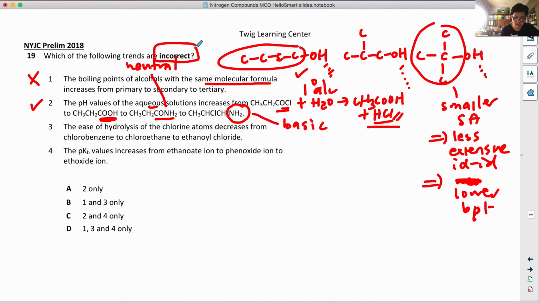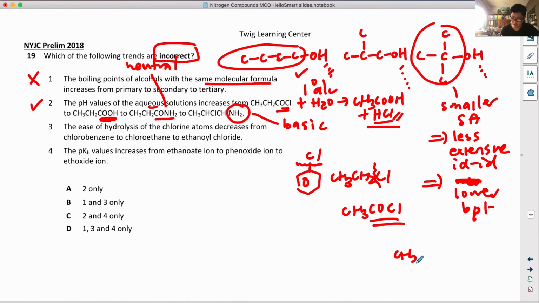The ease of hydrolysis of the chlorine atoms decreases from chlorobenzene to chloroethane to ethanoyl chloride. This is actually not true. The ease of hydrolysis actually increases, right? Increases. So this one, you can't break this C-Cl bond with sodium hydroxide, because this has partial double bond character. This bond is easier to break, and this one is the easiest to break, right? So the ease of hydrolysis increases.